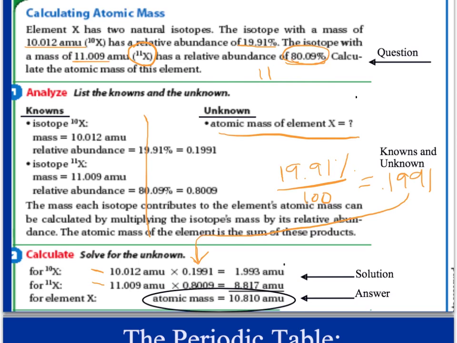So when we do this math, 10.012 times 0.1991, we come out with this AMU. We make a similar calculation, come out with a number, and then when we add them together, we come out with 10.810 AMUs. Notice I said it was going to be closer to 11, and 10.8 is closer to 11 than 10.